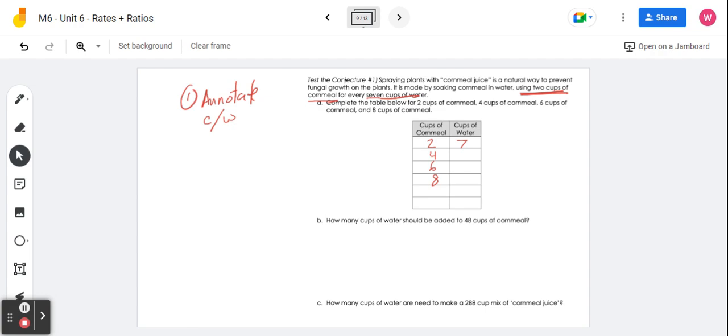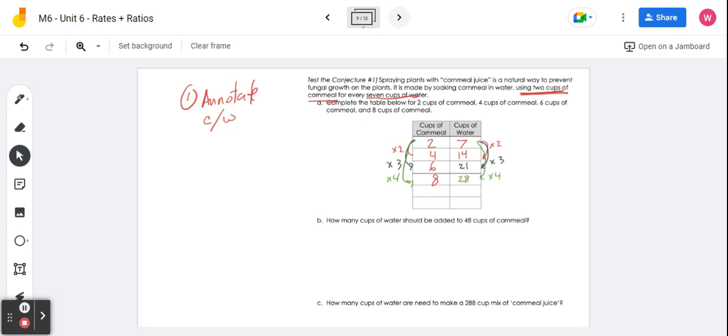So first thing we see is to go from 2 to 4, we're multiplying by 2. So to go from 7 to what's here, we multiply by 2. 7 times 2 is 14. Next, to go from 2 to 6, we're multiplying times 3. So from 7 to here, we multiply times 3. That'd be equal to 21. And then last but not least, for 8 cups of cornmeal, we're multiplying by 4. We do the same thing here, times 4. 4 times 7 gives us 28.